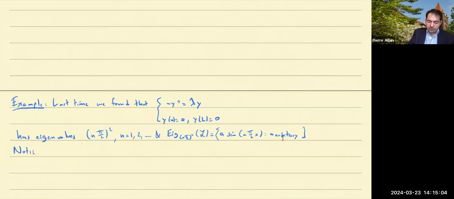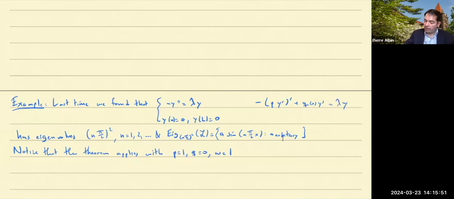So notice that the Sturm-Liouville theorem applies, with the function p equal to 1, the function q equal to 0, the function w equal to 1, right? Because we ended up here with minus y double prime. So the Sturm-Liouville operator would generally be minus p of x times y prime, prime, plus q of x y, equal to lambda times w y. So if you compare this with the equation we have, you see that you just need to put p equal to 1 and q equal to 0 and w equal to 1.